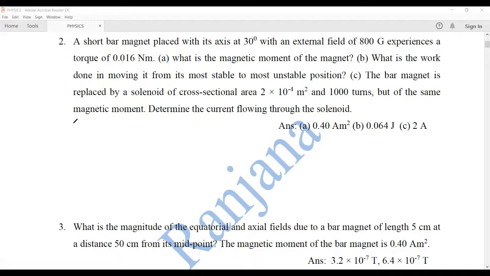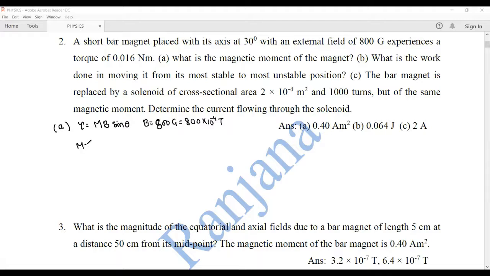Question number 2 is, a short bar magnet placed with its axis at 30 degree with an external field of 800 Gauss experiences a torque of 0.016 Newton meter. What is the magnetic moment of the magnet? We know that a bar magnet placed in a magnetic field experiences a torque, which is given by mb sin theta. Here the magnetic field is given in Gauss, which we have to convert it in Tesla, and 1 Gauss is equal to 10 raised to the power minus 4 Tesla.